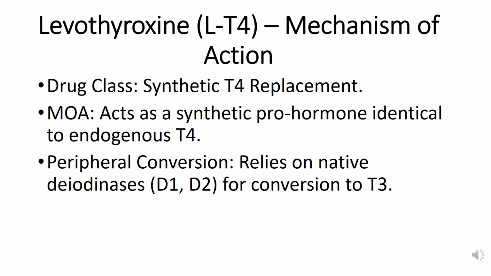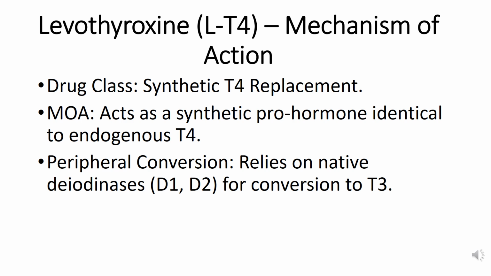The conversion process is carried out by specialized enzymes called deiodinases. Two key enzymes, type 1 deiodinase, D1, and type 2 deiodinase, D2, remove an iodine atom from thyroxine, transforming it into active triiodothyronine. Once formed, triiodothyronine enters cells and binds to thyroid hormone receptors within the nucleus.